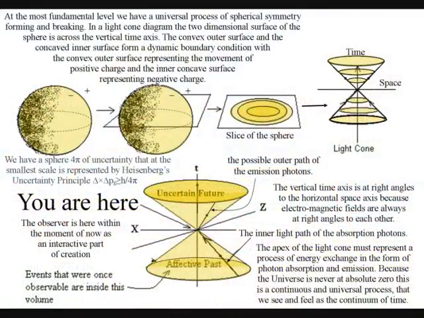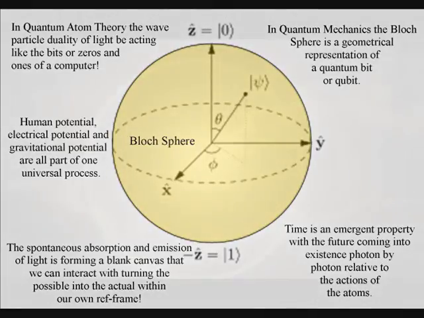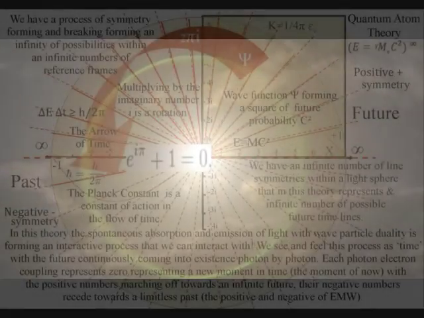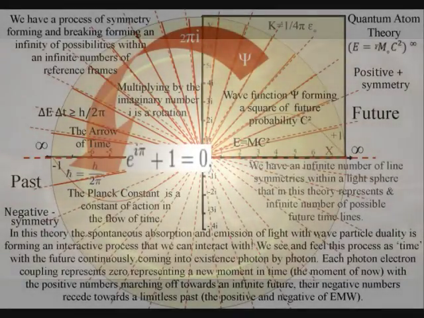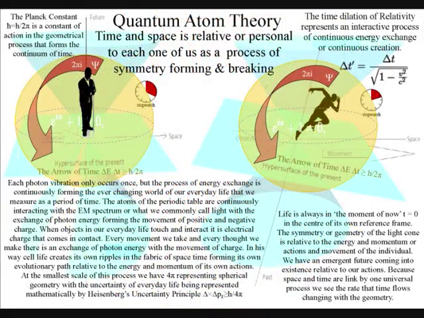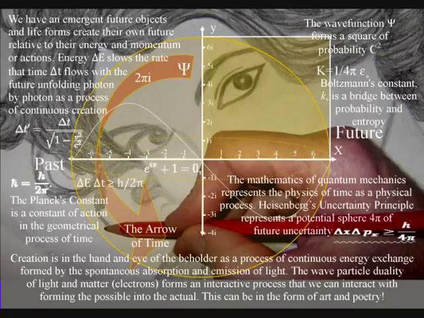At the most fundamental level, this is a process of spherical symmetry forming and breaking, with the electron being the most spherical object in the universe. We have an infinite number of line symmetries within a sphere that in this theory represents an infinite number of potential future timelines. As part of an interactive process, this forms an infinity of possibilities and opportunities, with creation being in the hand and eye of the beholder.